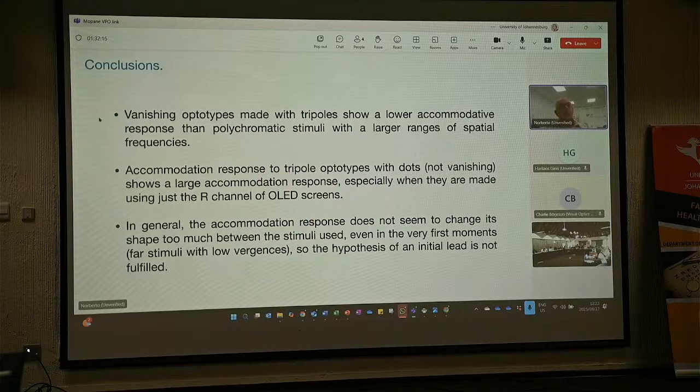that I'm going to just summarize here. We obtain better accommodation with polychromatic stimuli like the balloon, with a higher range of spatial frequencies. Also, using the dots increases a little bit the accommodative response in the array. And in general, we can see that the response does not seem to change too much between the stimuli, even in the very first moment when the stimulus is far away and has low vergence.